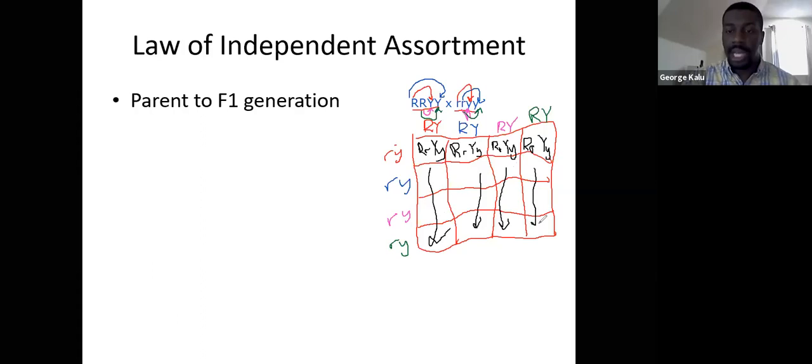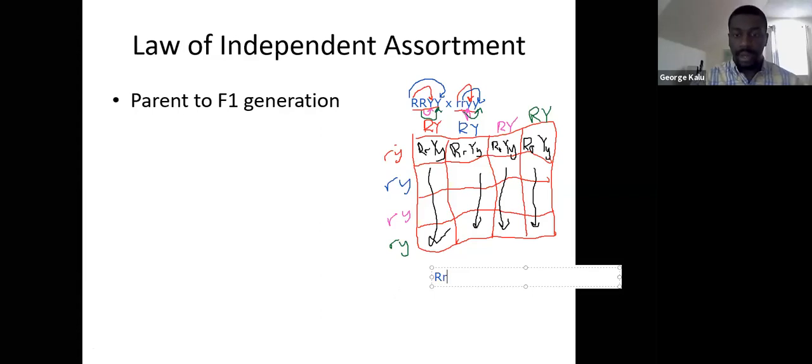And so what we're going to end up with are what we call double heterozygotes, meaning that they're heterozygous in both of these traits, both the round and the yellow alleles. And so if each of the offspring is double heterozygous, then we know that the phenotype, if they're all big R, little r, big Y, little y, is going to be round yellow seeds for this particular pea plant.